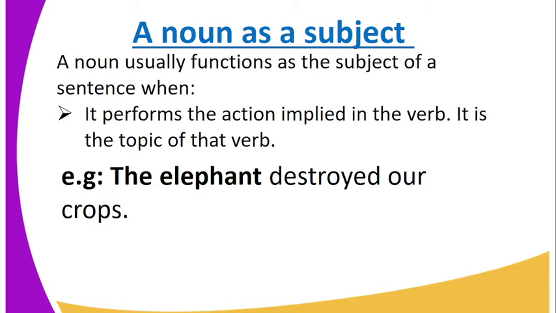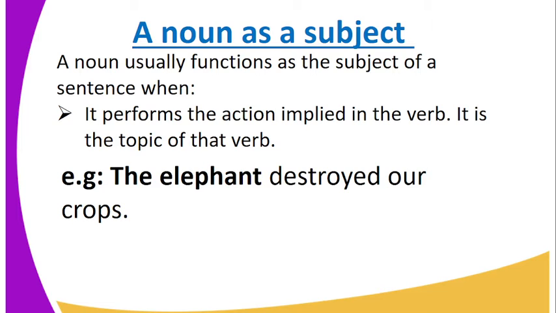A noun usually functions as the subject of a sentence when it performs the action implied in the verb. It is said to be the topic of that verb. So, what is a subject? A subject is the doer of the action. If the noun is the doer of the action, that noun is functioning as a subject.